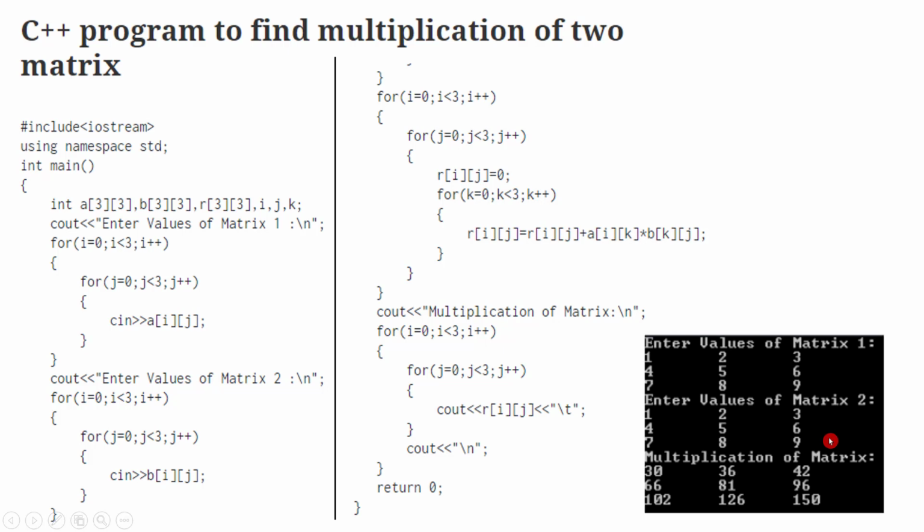So you know how this is multiplied, right? Like 1, 2, 3 into 1, 4, 7: 1 into 1 plus 2 into 4 plus 3 into 7 will be the first value. Then 1 into 2 plus 2 into 5 plus 3 into 8 will be the second value. You know how to multiply this, so keep that in mind. We have R[i][j] equal to R[i][j] plus A[i][k] into B[k][j]. This is to make sure that we are multiplying in the proper order.